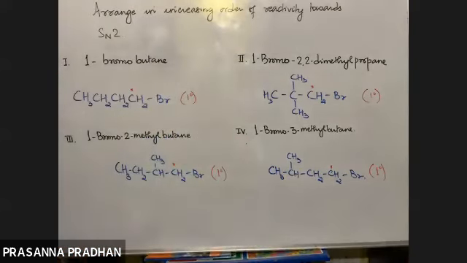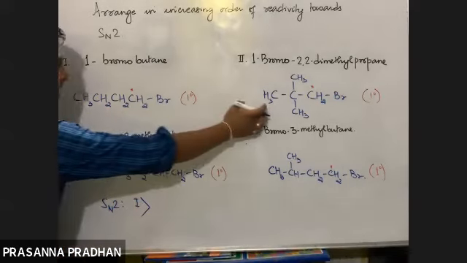Okay. So what is the order of reactivity towards SN2 out here? Which will be the most reactive? Chalo batao. Which alkyl halide will be the most reactive? 1, 2, 3, or 4? Obviously, most reactive towards SN2 will be 1. Fine. So this will be least reactive.